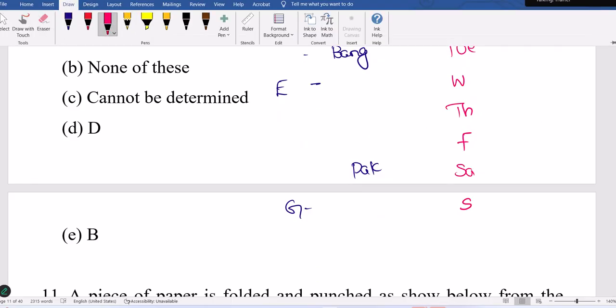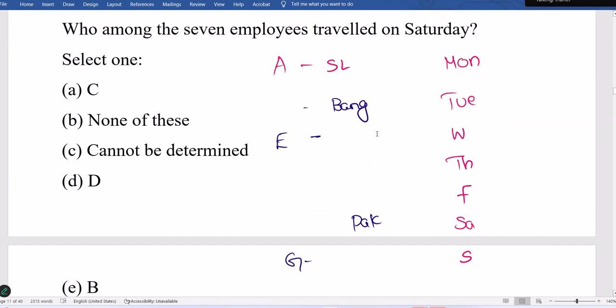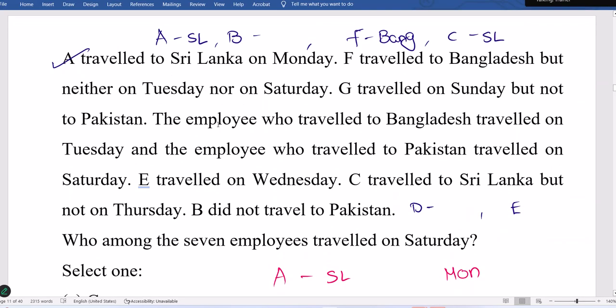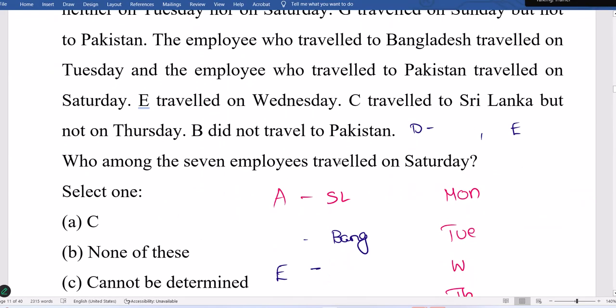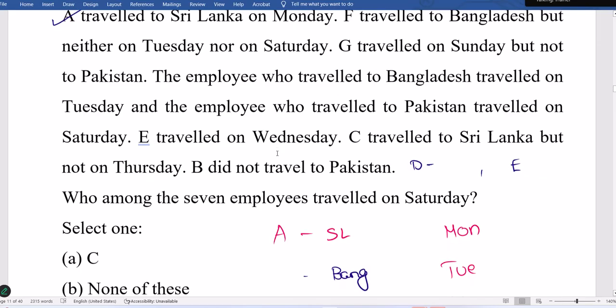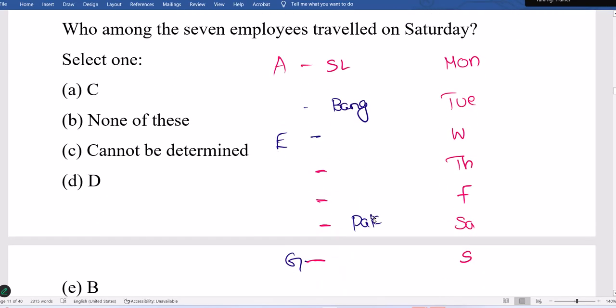So there are a lot of things available. The fully empty slots are Thursday and Friday. Both are available, but the name is not there, and the country is also not there, which country they are moving. A, Sri Lanka, that's fine. F, Bangladesh, but not Tuesday, not Saturday. Tuesday no, Saturday no. F can be Thursday or Friday.